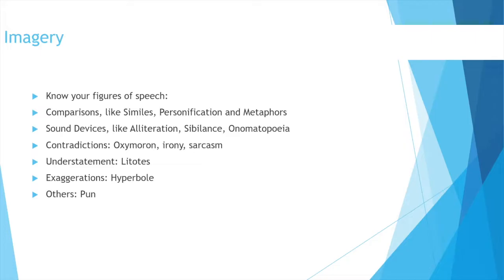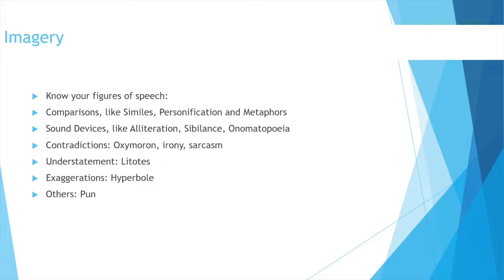The second element that you must know is the concept of contradictions. Things like your oxymorons, irony, and sarcasm. The third thing we look at is sound devices. You must know what alliteration is, sibilance, the repetition of the S sound, and onomatopoeia. You must be able to identify them.